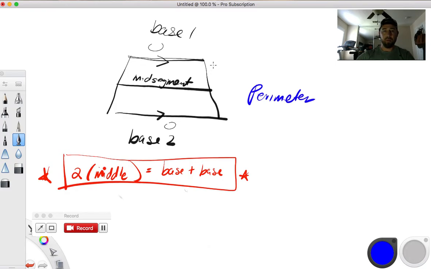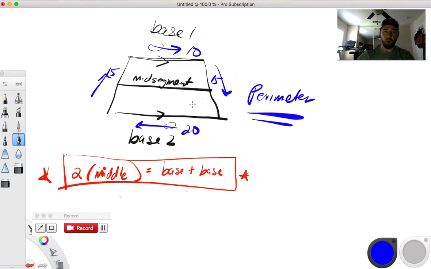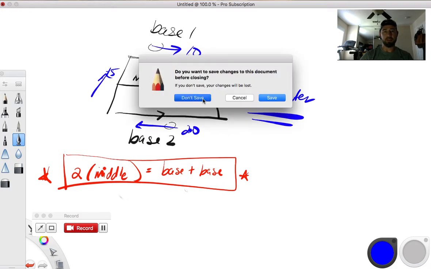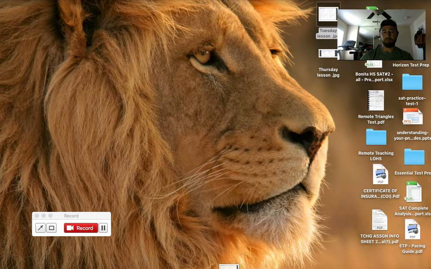Perimeter is going around the outsides. It's adding up all the outside lengths. So if this is 10, this is 20, and these guys over here are, let's say, 15 and 15, to find the perimeter, that concept is just all the way around the outside. You'd say 10 plus 15 plus 20 plus 15. Does that kind of make sense? But we'll come back to this formula in a minute, and we're definitely going to do some practice, because that's what it's all about.